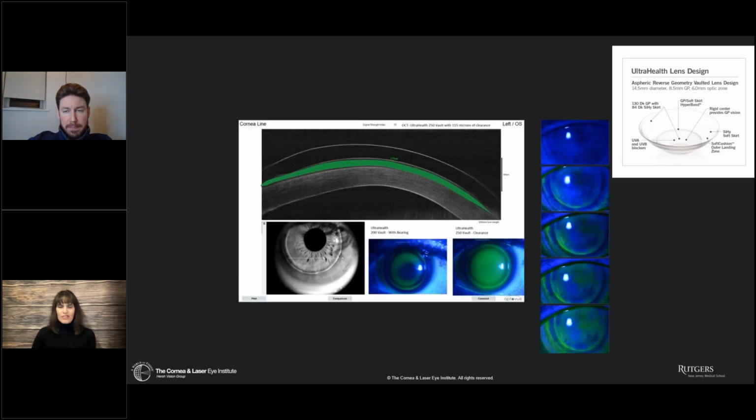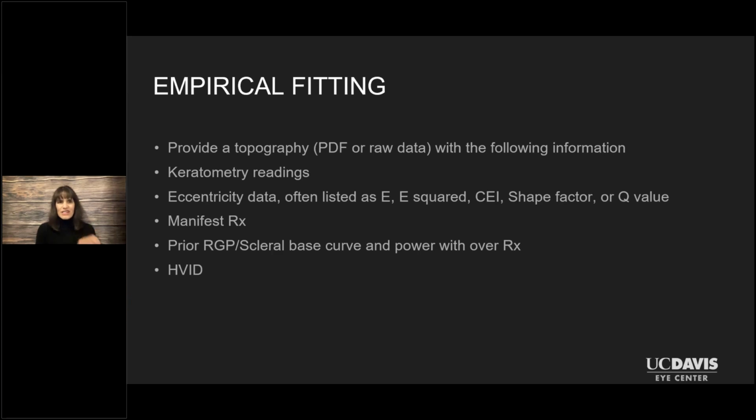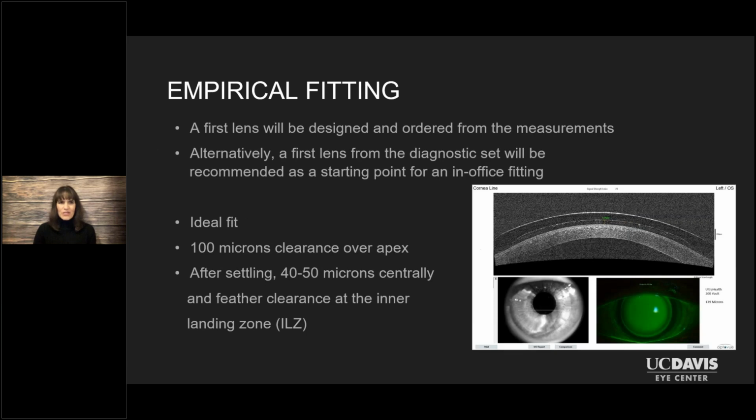They provide really good optics because of the gas permeable lens and their high Dk materials for the soft skirt. And here you can see some images, which can be used in normal corneas and irregular corneas, including those with keratoconus. Empirical fitting can be done, so taking the information directly from the technology, the topography, can be used to fit hybrid lenses.